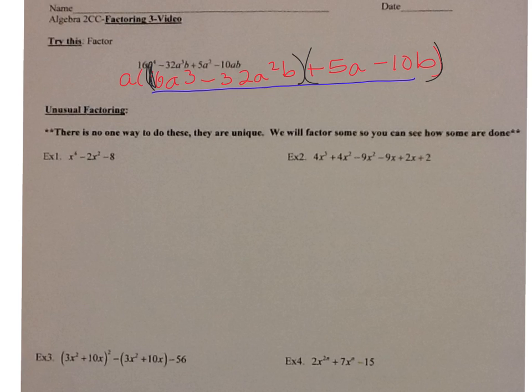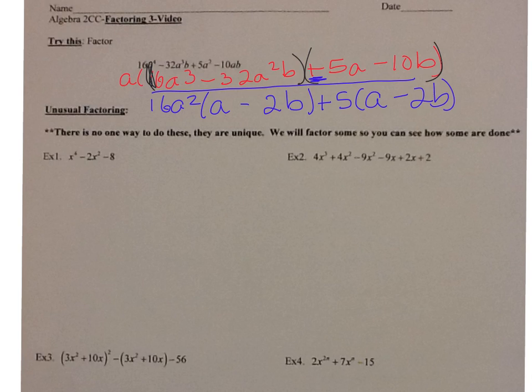So look at the first group. The GCF is 16A squared. So inside the parentheses, we will have A minus 2B. Close the parentheses. Notice there's a plus here. That's going to go on the outside. And the GCF is 5. And then inside the parentheses would be A minus 2B.